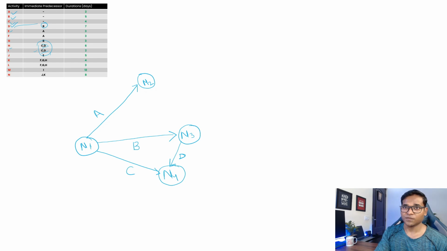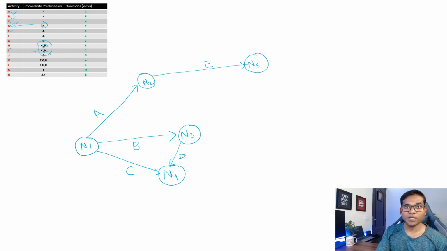Now E is again starting with A. Now if you see here, E is also a predecessor of J, right? But again, this is a single activity. There is no other converging activity. It means we can simply keep on drawing E activity after A. So let's draw our activity E, and then let's call this N5. This is node 5, and again there's no other converging activity at this node, so we just mention it E here.